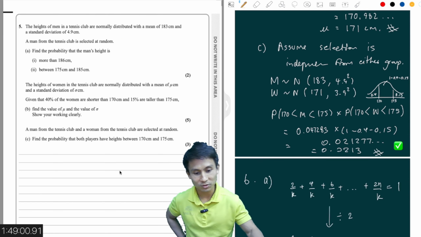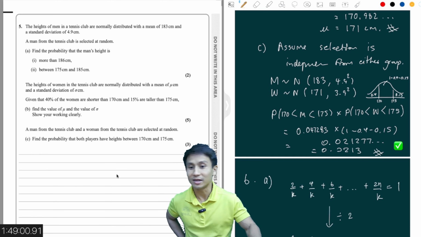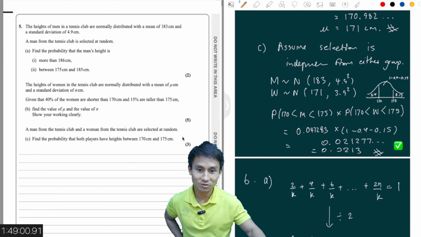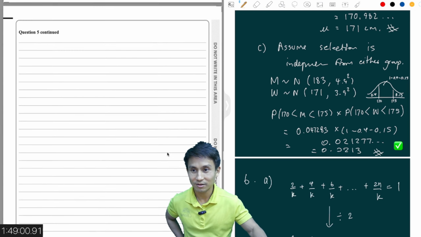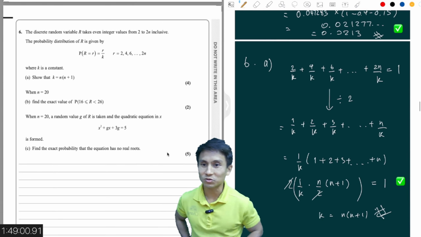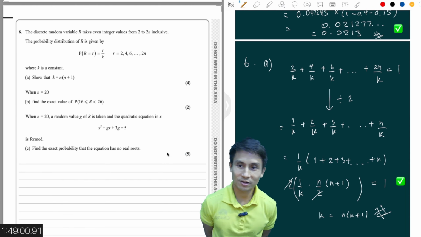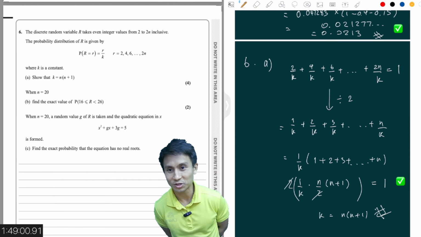This one is just find the probability of 2 of them and assume that they are independent, so you multiply them directly. So this is still fine. Number 5. Number 6 could be a little tricky here. At least you need to know first that the probabilities add up to 1 in the distribution, right?